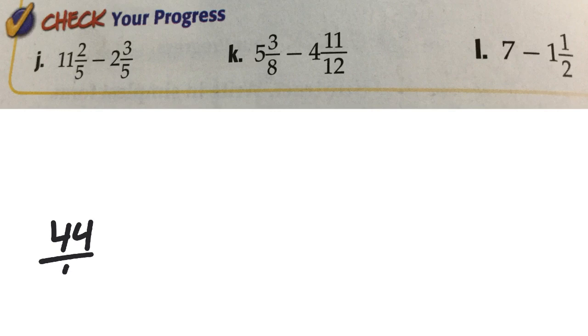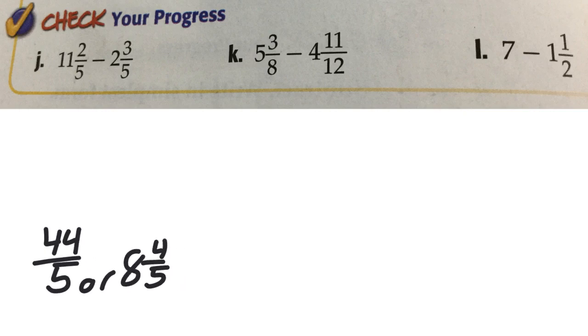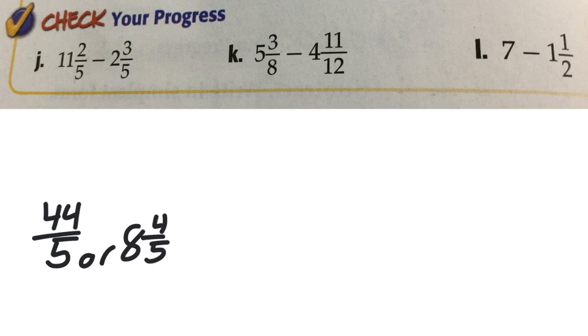44 over 5? Yeah, and for the next number, I got 8 and 4 over 5. 8 and 4 over 5? Yes. Does everybody agree with that? I've got 44 and 5, but how did you get 8 and 4/5?